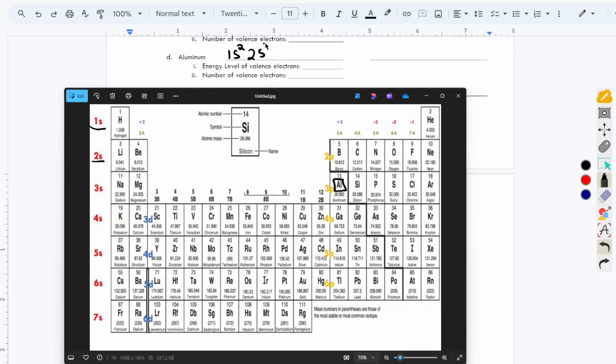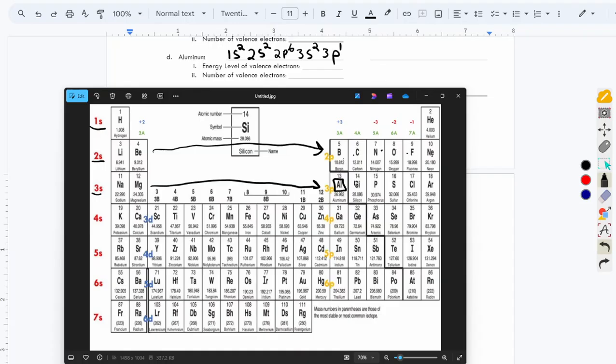2s2. Cool. Don't skip. Go straight across. Now we're in the P house. 2p, and there are 6 of them. 6 people live here. 1, 2, 3, 4, 5, 6. Now we're in the 3s. Now we're getting close, but we're not quite there. The S house here is full, so we can just write 3s2 because we know it's full. And now we slow down. There's no d orbitals here, but we got that third p house. And the third p house is not full. Only one person lives there, and that person is aluminum. So 3p1.